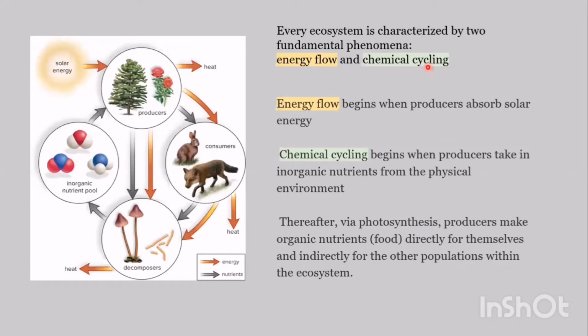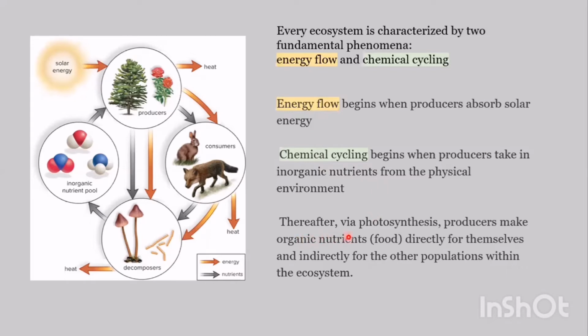So, this diagram shows all the biotic components of an ecosystem. Every ecosystem is characterized by two fundamental phenomena, which are energy flow and chemical cycling. Energy flow begins when the producer absorbs solar energy. Meanwhile, chemical cycling begins when the producer takes in inorganic nutrients from the physical environment. These two fundamental phenomena will be presented by the next presenter.